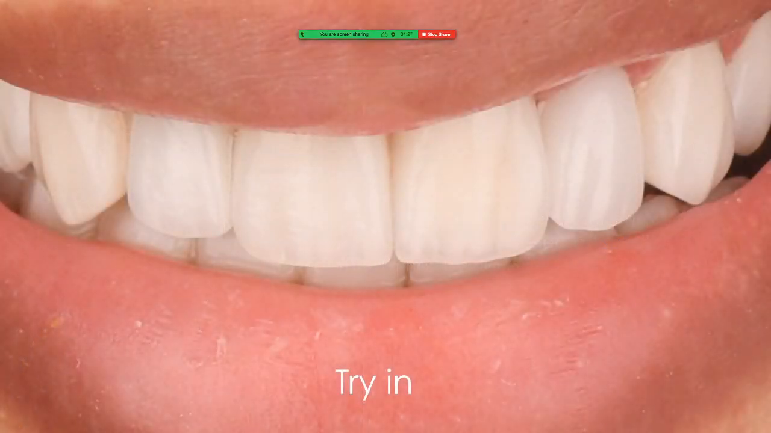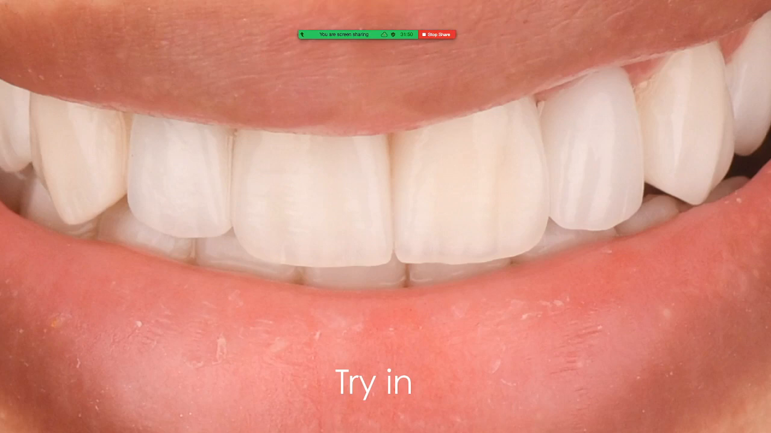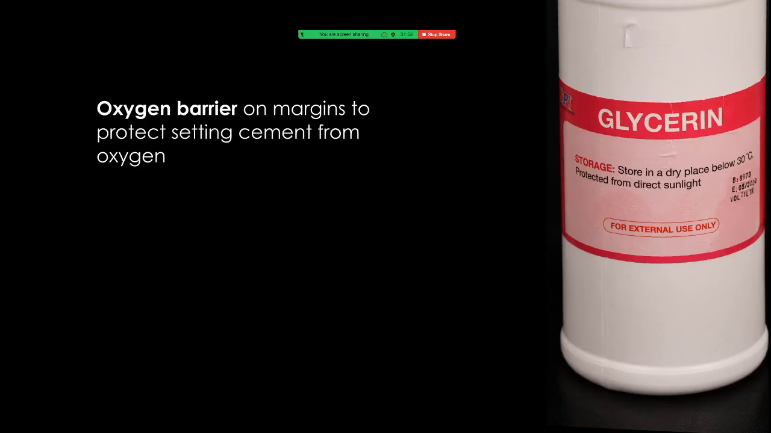This is try-in. See the difference between the 2-1 and 1-2, different colors. I choose different shades of resin cements. One is darker and one is brighter. So it's very important to know exactly the cement shade that you use. Generally, we use the cement shade, the same shade of the veneers, okay?